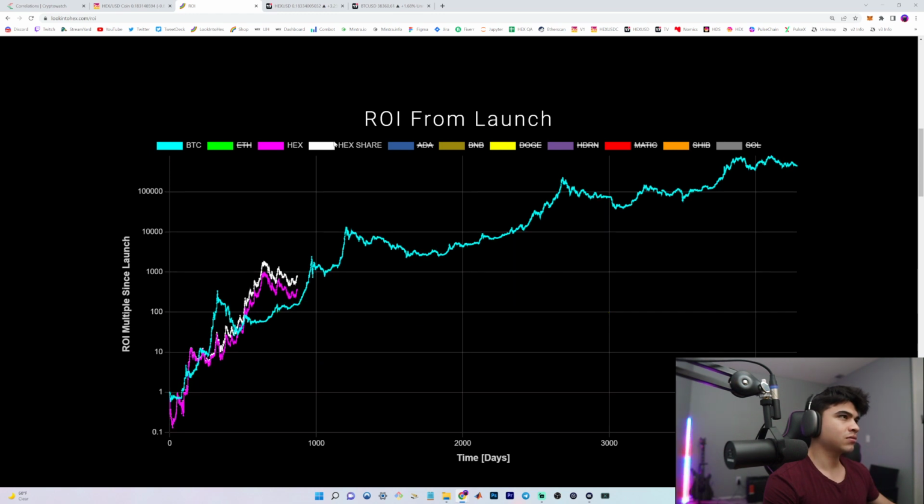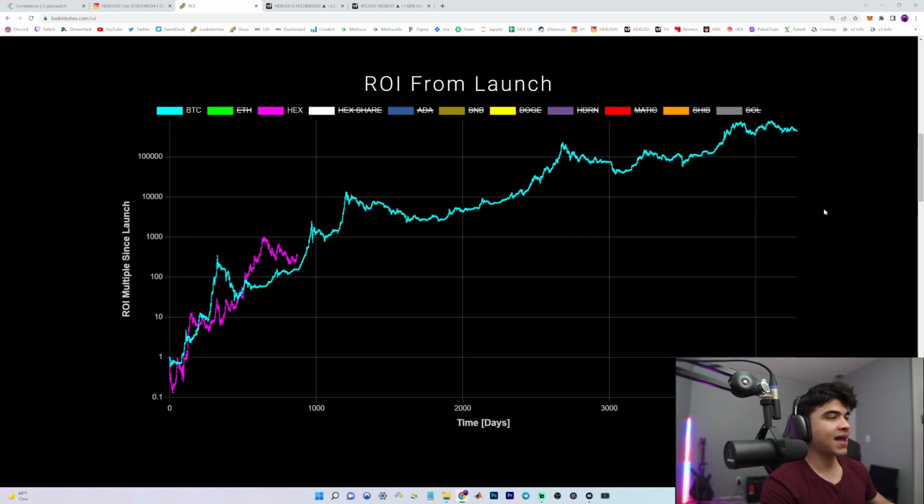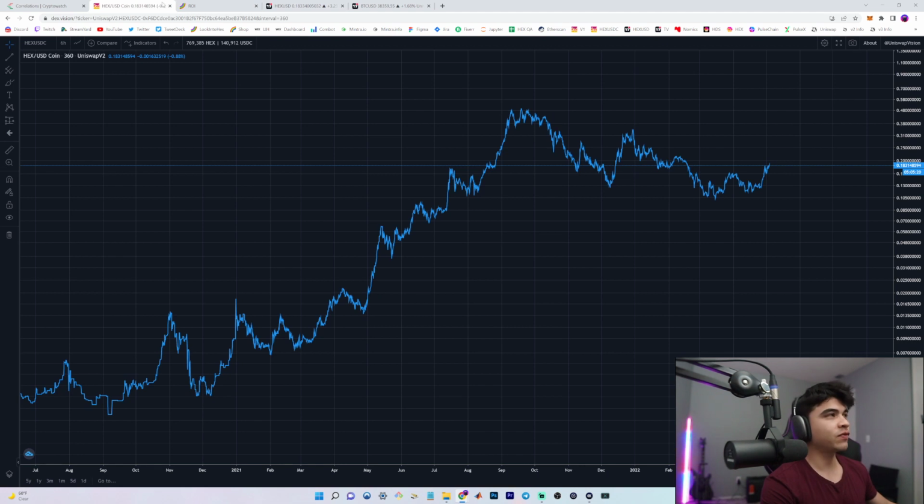And you can see that it's still outperforming. Historically, Bitcoin's ROI from launch, right? HEX is outperforming Bitcoin's historical ROI from launch before staking and after staking if you toggle on the HEX share ROI. So just interesting, right? Just interesting to see how these moving averages play out.